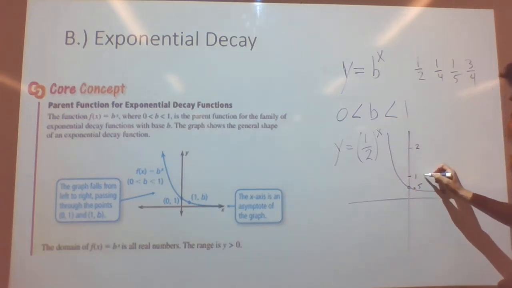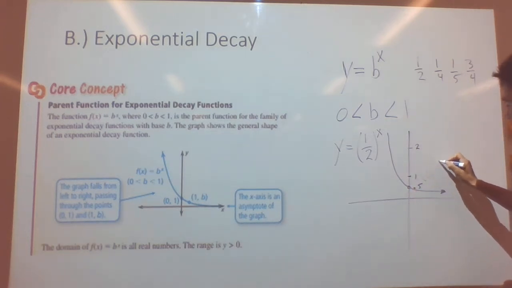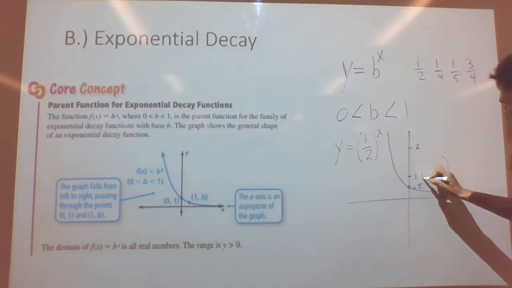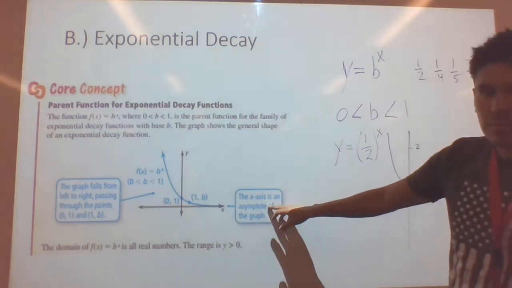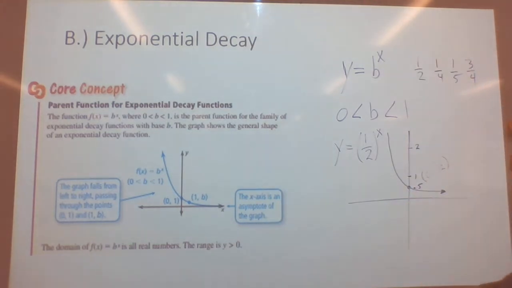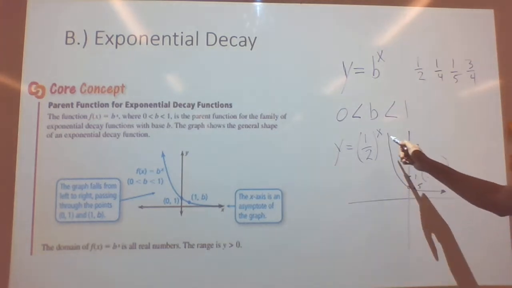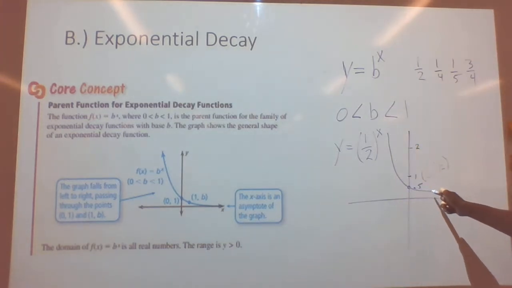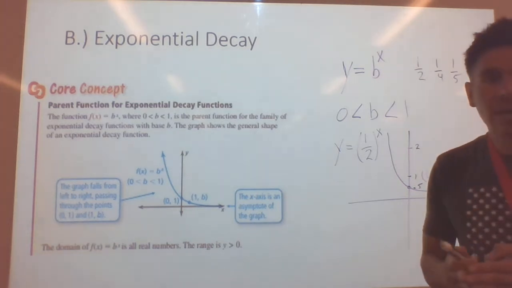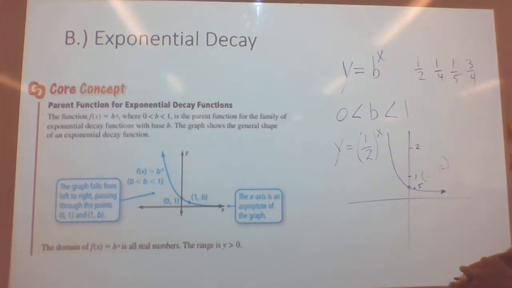So we have the y-intercept at 0.5. So what is this point? This point would be (0, 1/2). And again, from left to right, we're going down. This also has a horizontal asymptote of the x-axis, meaning that this line is going to approach the x-axis. It's not going to touch it. It's not going to cross it. But it is going to approach it for infinity.